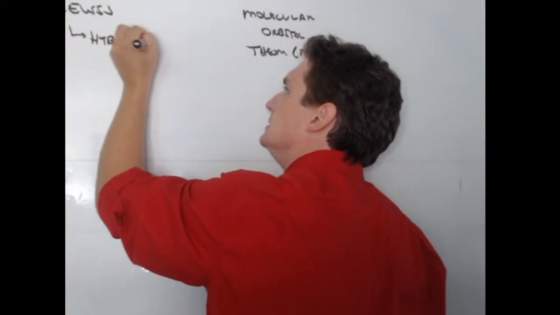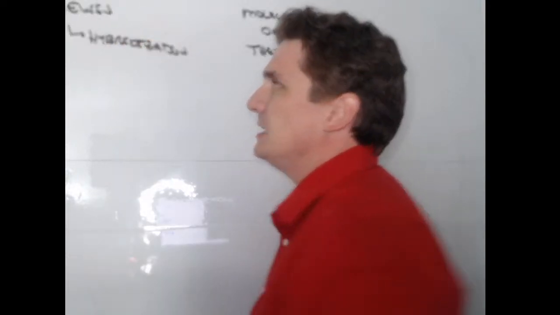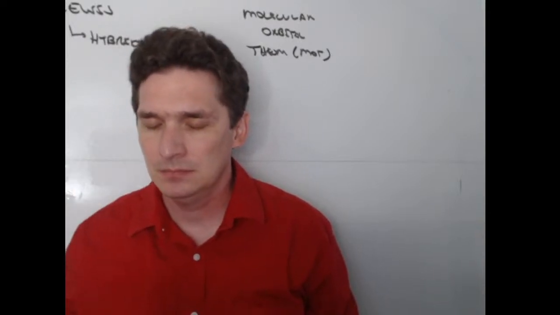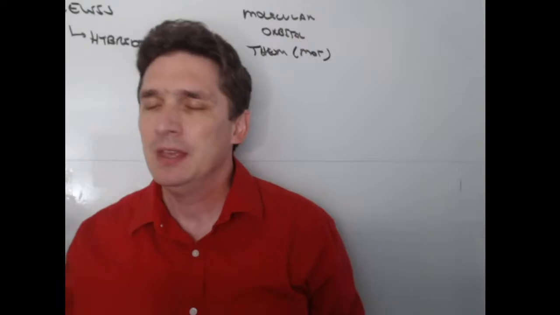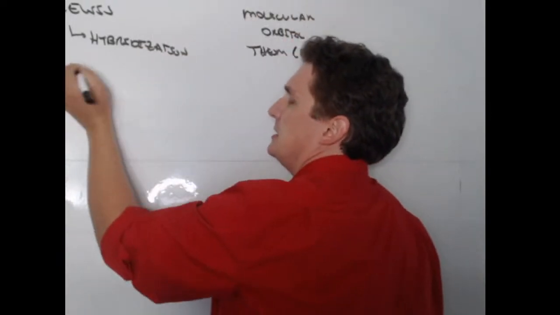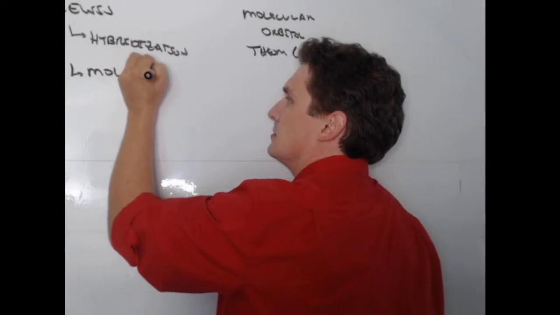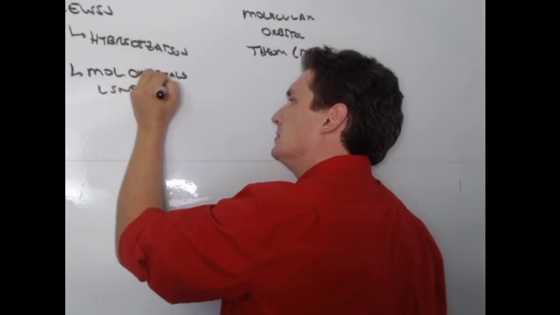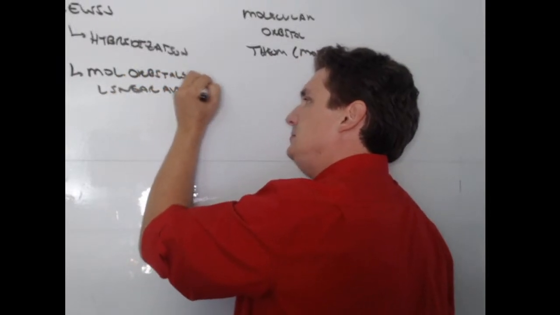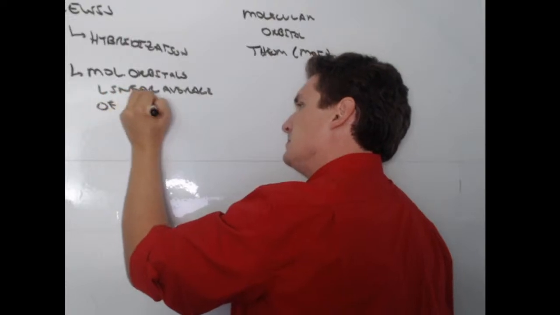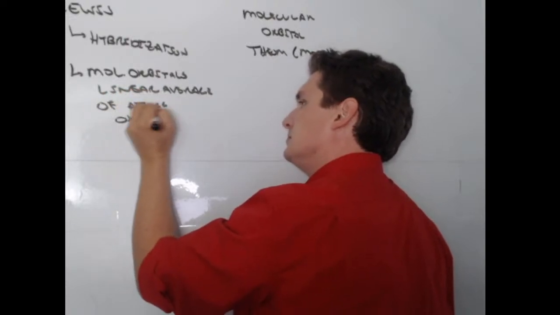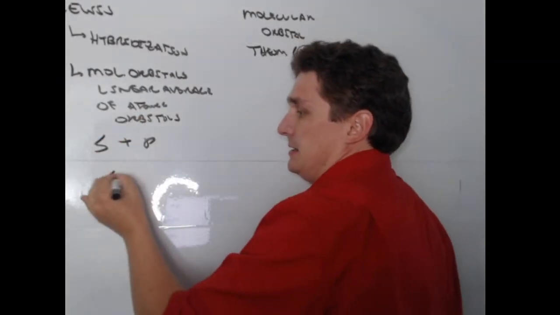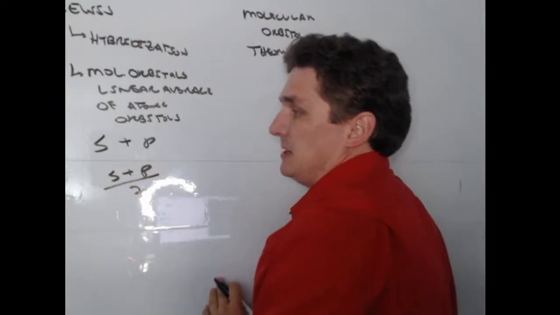Hybridization was kind of a way to try to backtrack what was predicted by molecular orbital theory. So hybridization here is going to say molecular orbitals are a linear average of atomic orbitals. So if we have an s and a p orbital coming together to make a bond, the bond that gets formed is an average of s and p for both atoms.